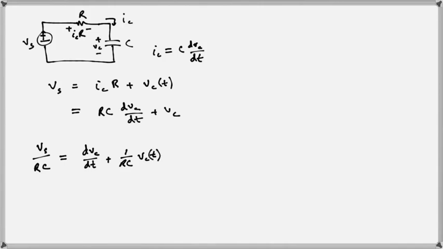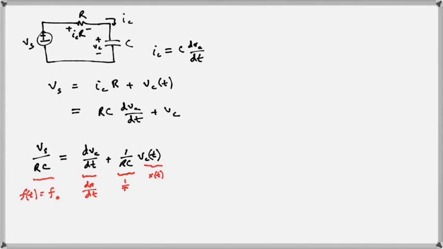And earlier we gave you another general form where we said this will be 1 over tau. And if we said this is dx/dt, we're identifying Vc as x of t, and x of t is the solution, by the way. And this we're going to say is the forcing function, f of t, but in this case it's just some constant.